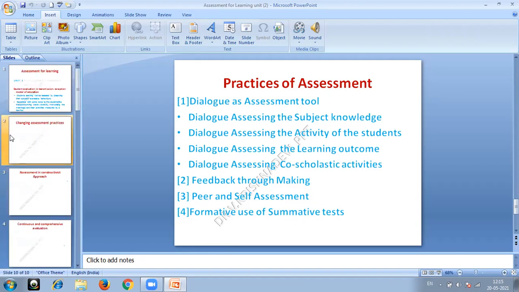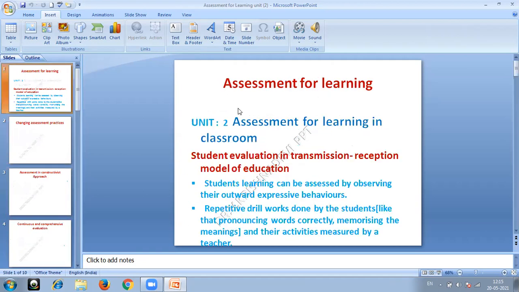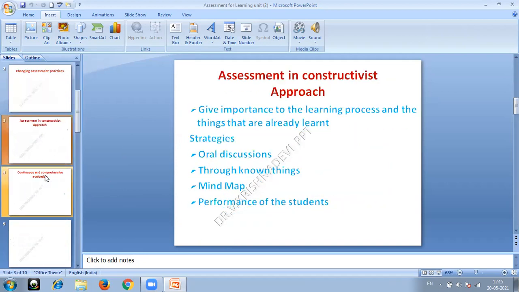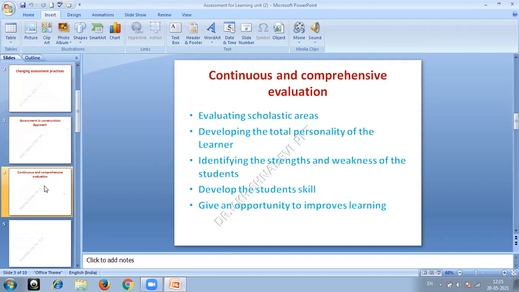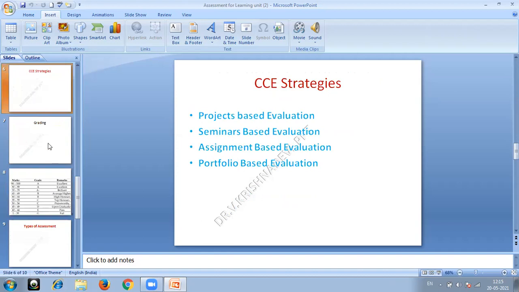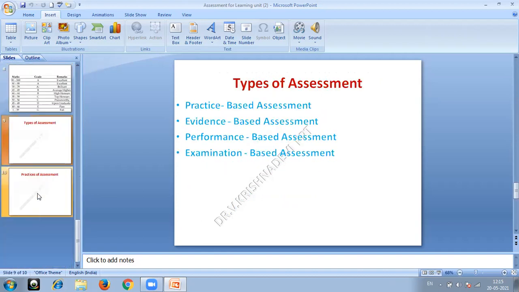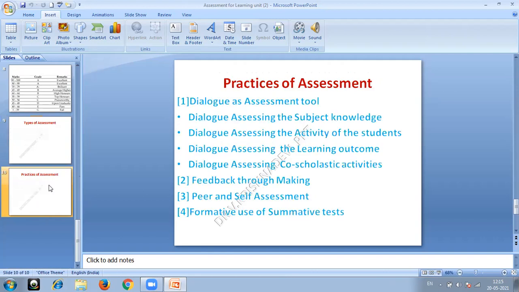So in this second unit, assessment for learning in classroom, we will discuss these topics. First one is student evaluation in transmission reception models. Second one is changing assessment practice. Third one is assessment in constructivist approach. Fourth one is continuous and comprehensive evaluation and CCE strategies. Fifth one is grading. Sixth one is types of assessment. And seventh one is practice of assessment.